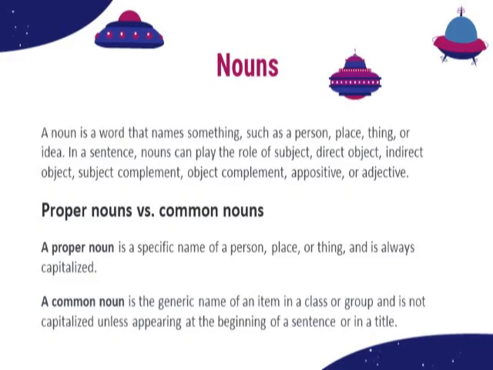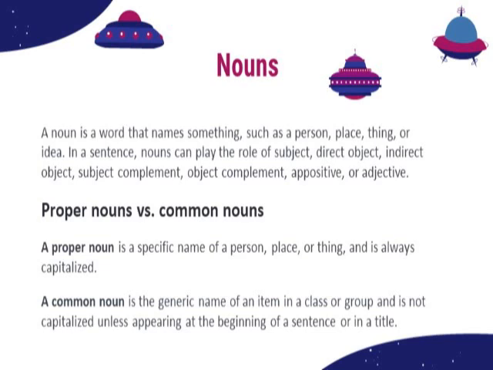We go to the next part, so we talk about nouns. Also like verbs, I believe that you have already understood about nouns, yeah. A noun is a word that names something, such as a person, place, thing, or idea. In a sentence, nouns can play the role of subject, direct object, indirect object, subject complement, object complement, appositive, and adjective. Okay, there are two kinds of nouns: proper nouns and common nouns.